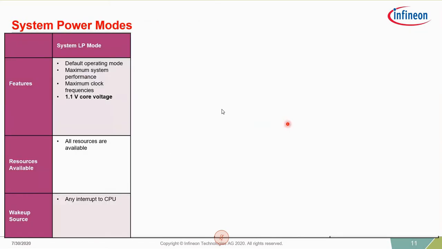Now moving on to each of these in a little bit more detail. Like I said, system low power mode is the default operating mode, and so we have maximum system performance and maximum clock frequencies. The core voltage here is set to 1.1 volts, and all resources are available, and any interrupt to the CPU will wake the CPU. So here the wake up source is for waking the device from CPU sleep or deep sleep in system low power mode itself to CPU active again in system low power mode.